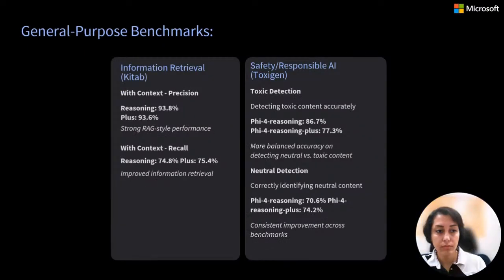The reasoning models also performed really well on information retrieval tasks as measured by the Kitab benchmark, and they're also really good in terms of safety and responsible AI measured by the Toxigen benchmark that sees whether the model can detect toxic content and whether it can correctly identify neutral content on the other hand. And we saw consistent improvement across these different benchmarks compared to other models, as well as the base non-reasoning model.